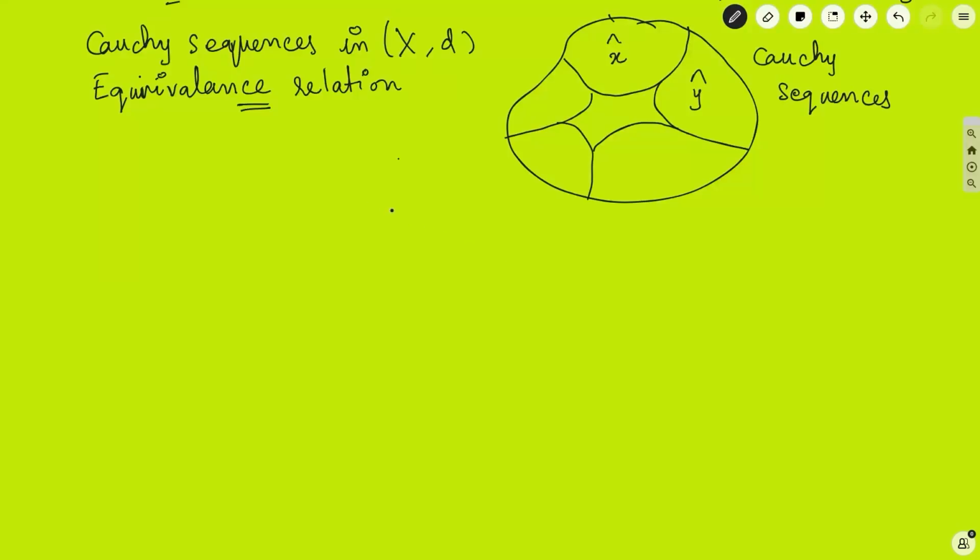So the first step will be to create the metric in the space X hat, d hat. As I said before, we are focusing on Cauchy sequences in the metric space (X, d). So this space X hat is a space of all Cauchy sequences in this metric space.